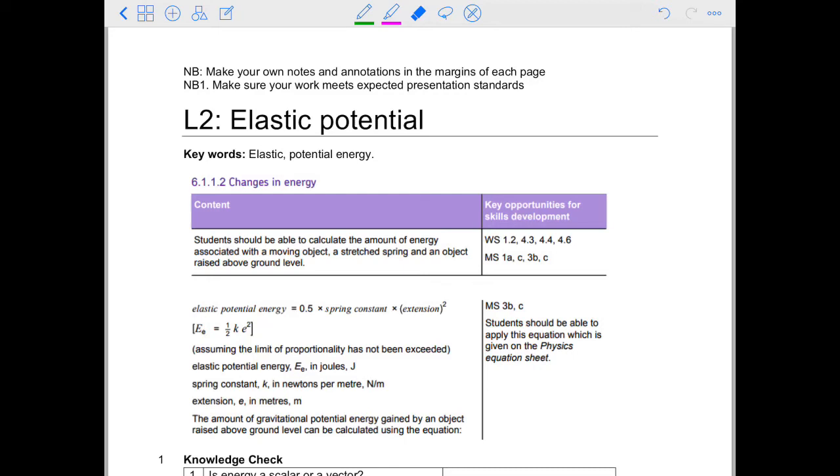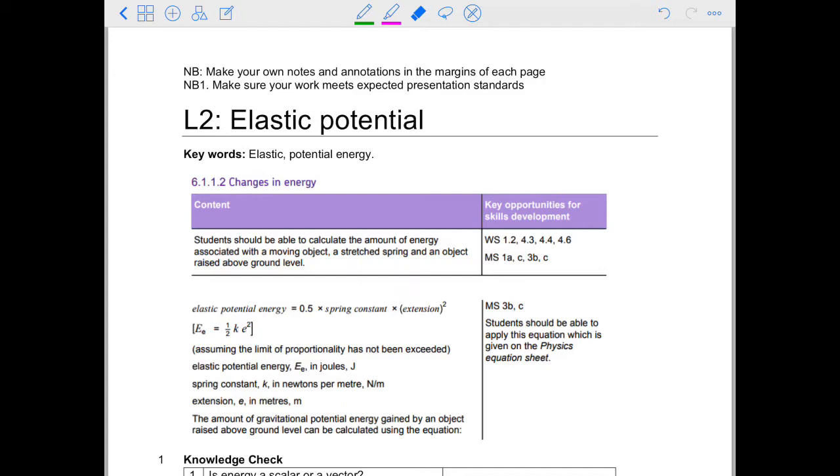Hello TNA, and welcome to lesson 2 of your energy topic in science. Last lesson we talked about the different types of energy stores and how we can transfer one store to the other. Today we're going to look specifically at elastic potential energy and the elastic potential energy store and how to calculate how much energy is stored there.